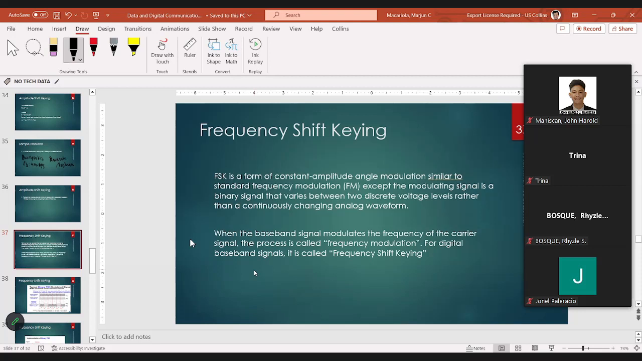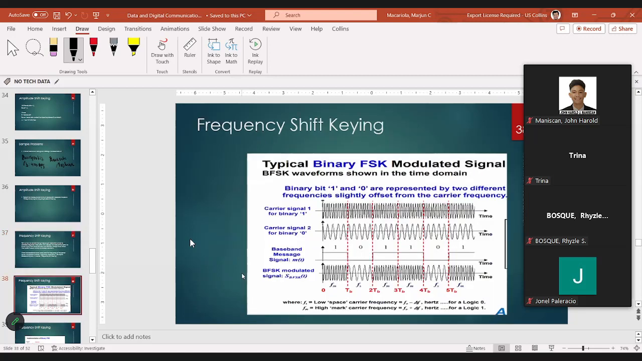So paano? Paano in a sense na frequency is being modulated. Okay? When the baseband signal modulates the frequency of the carrier signal, the process is called frequency modulation. For digital baseband signal, it is called frequency shift keying. Okay? Tingnan natin. Okay? So kung nakikita nyo dun sa diagram, we have carrier signal 1 for binary 1. Ito yan. Okay? So carrier signal 2 for binary 0. Basically, that is logic 0 and logic 1.